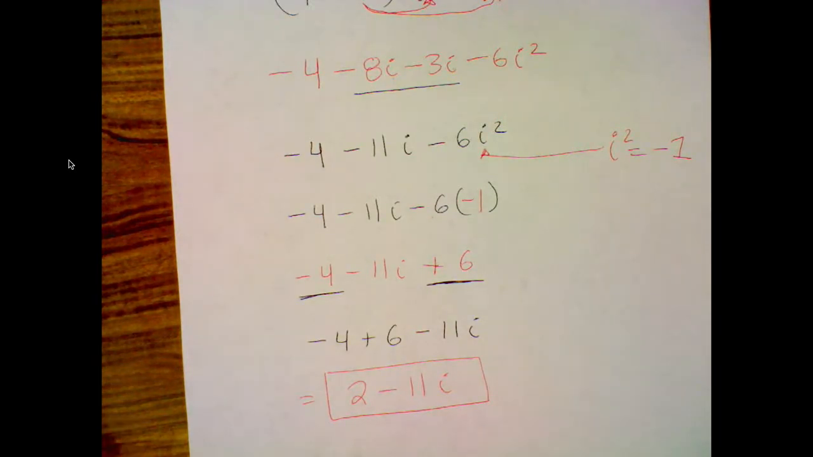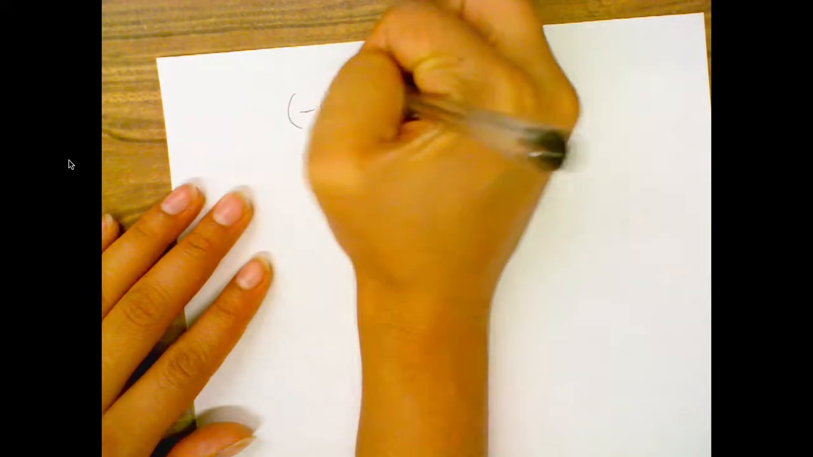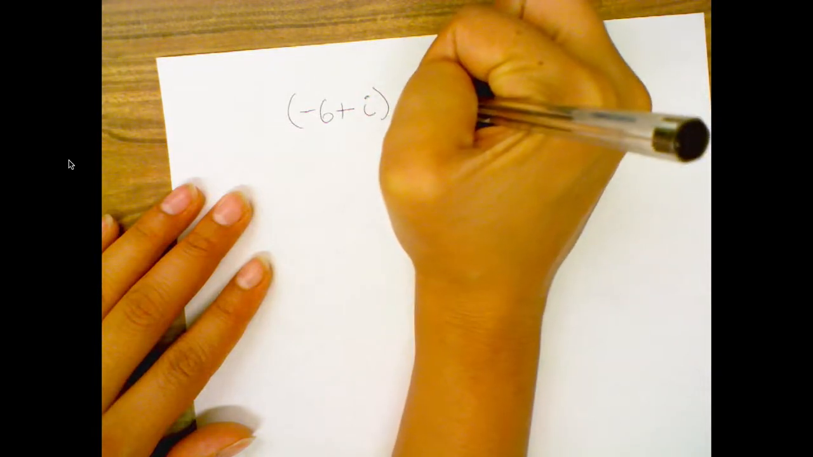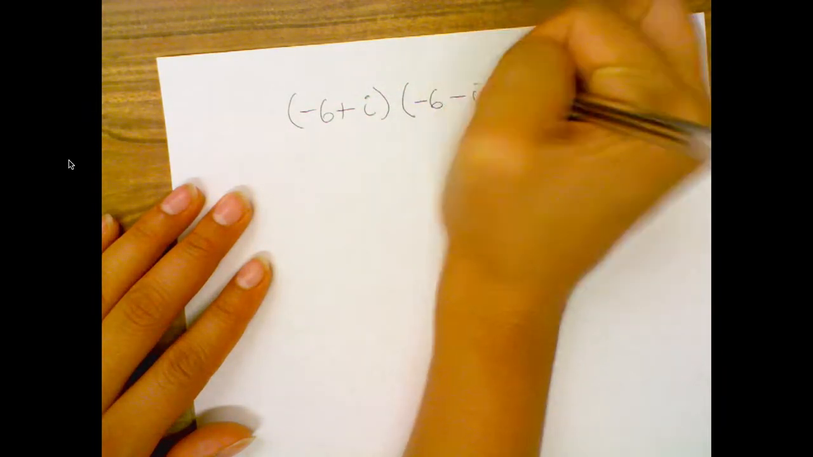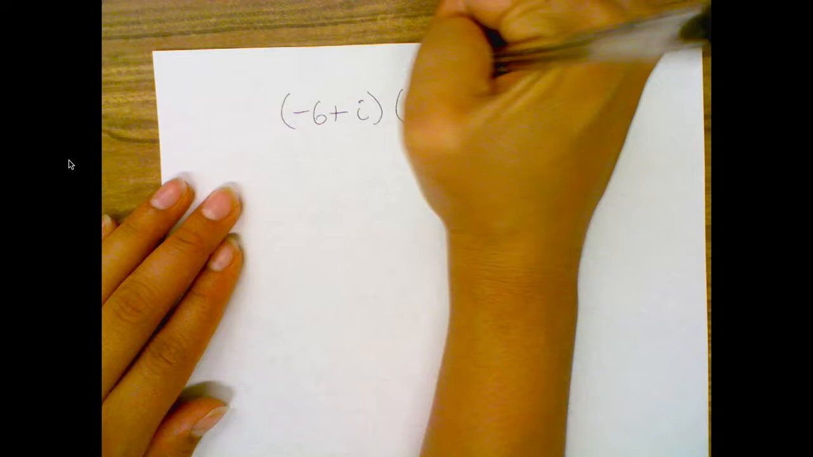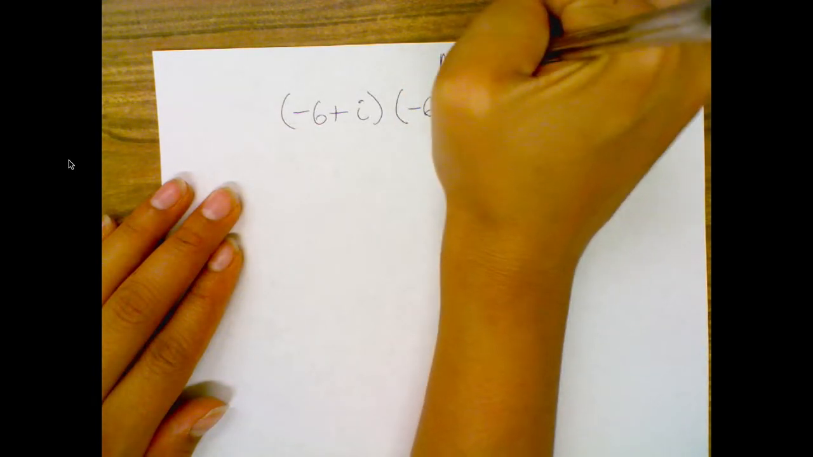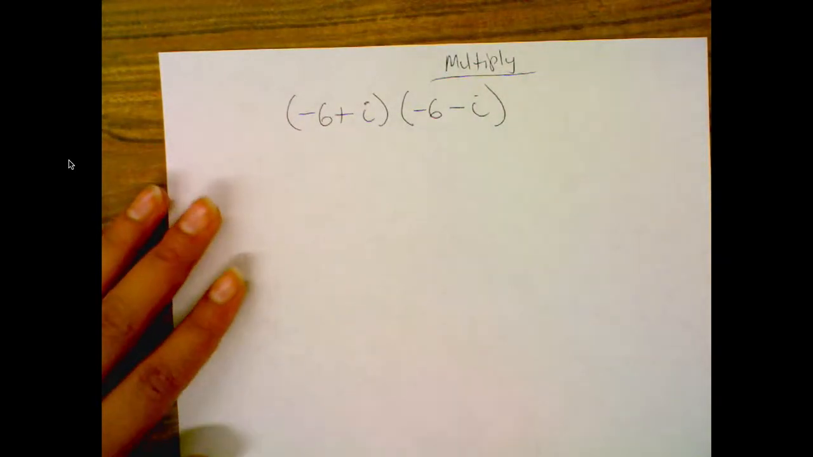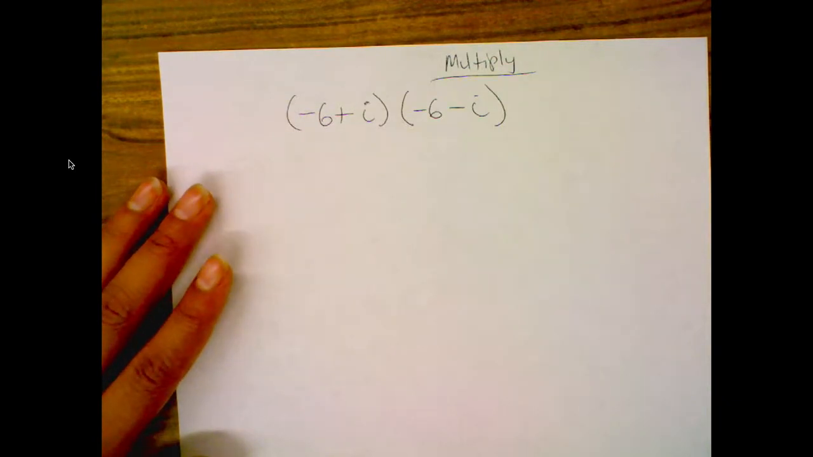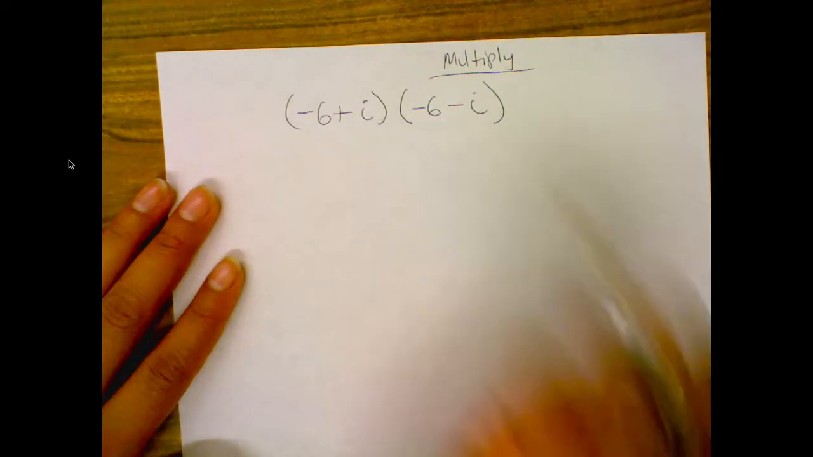I'm going to go ahead and do another example just to make sure that we understand. So let's try this one out. The problem is negative 6 plus i, times negative 6 minus i. And this is a good example of multiplying. Let's go ahead and multiply it out.